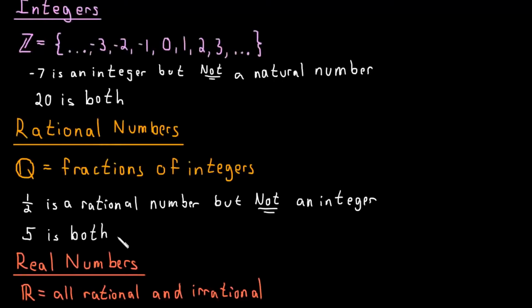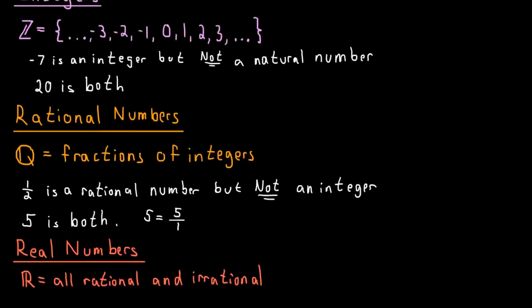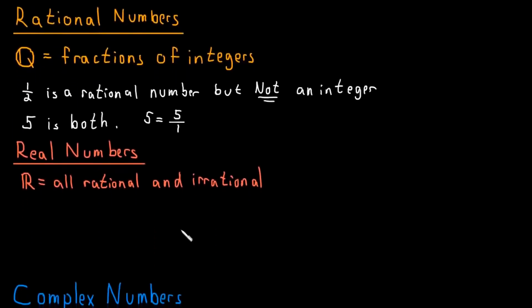Well, 5 is both. Why? Think about it. 5 is definitely an integer and a natural number for that matter, but it's also a fraction because 5 is the same thing as 5 over 1. Now 5 is an integer and 1 is an integer, so we can write 5 as a fraction of integers. So 5 is a rational number and an integer. In fact, all the integers are rational numbers.